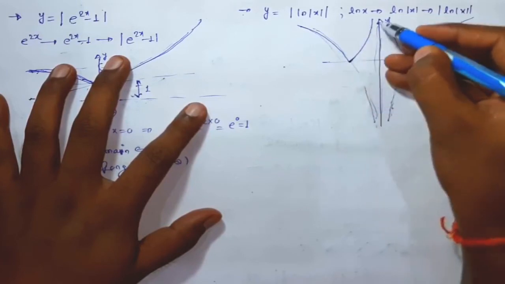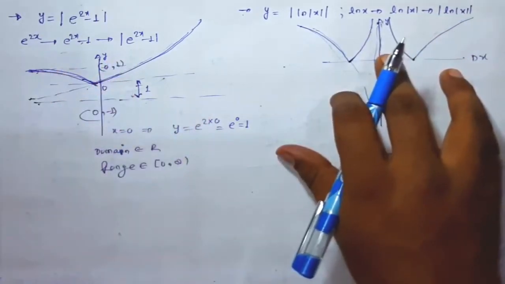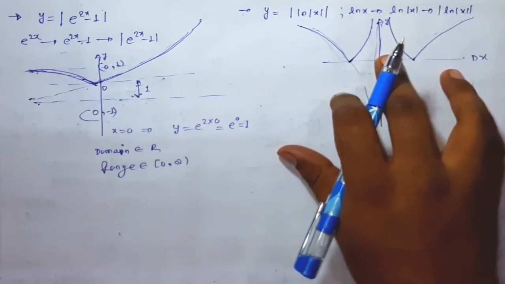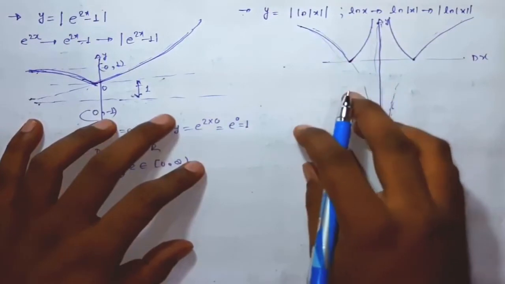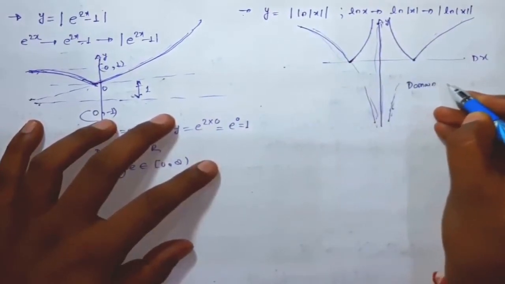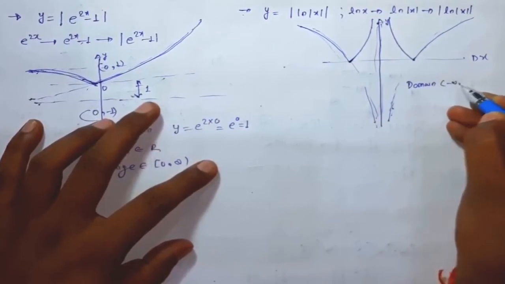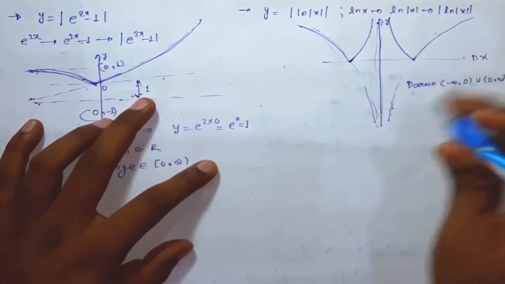This is the graph of y equals mod of ln of mod of x minus mod of x. This graph. Okay, so I hope it is clear. So the domain will be minus infinity to 0 union 0 to infinity. Okay, I hope it is clear.